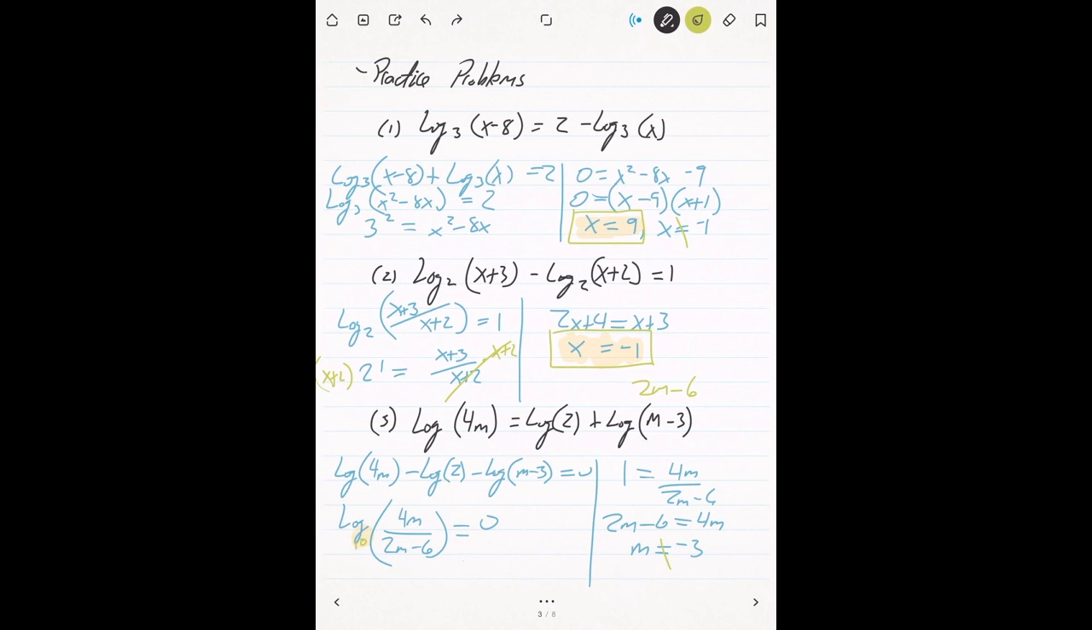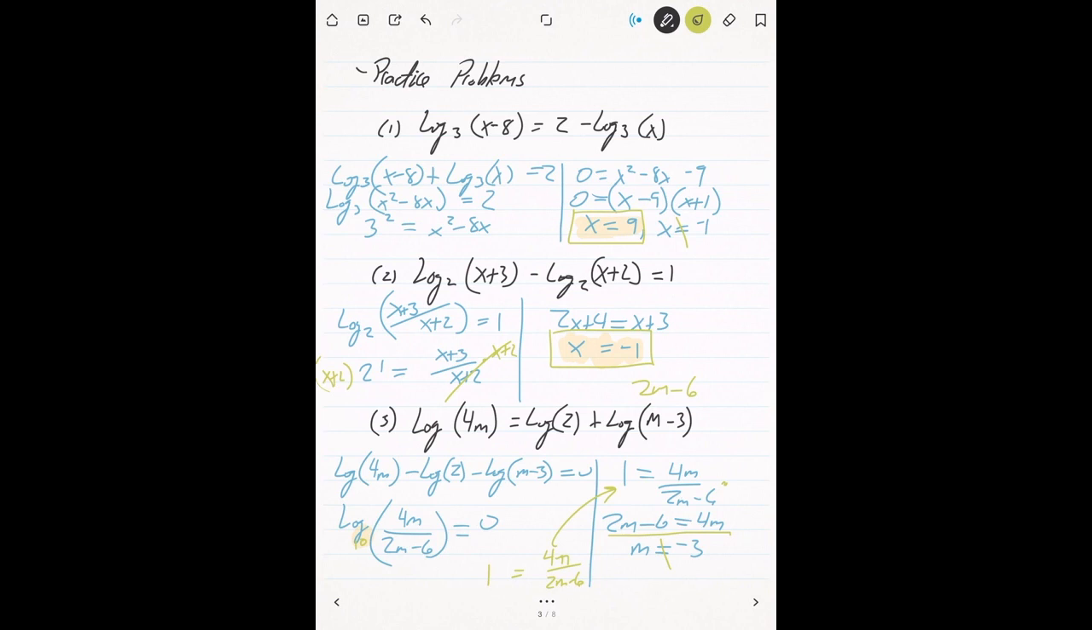And really this problem doesn't matter, because if we rewrote this as an exponential, we would have the base 10 or whatever base to the 0 power equal 4m over 2m minus 6. What's 10 or any base to the 0 power? 1. So that's how I got this expression right here. 1 is equal to 4m over 2m minus 6. I just multiplied both sides by 2m minus 6 to get that to cancel out and move it over to the other side. And when I solve for this, I got m equals negative 3.